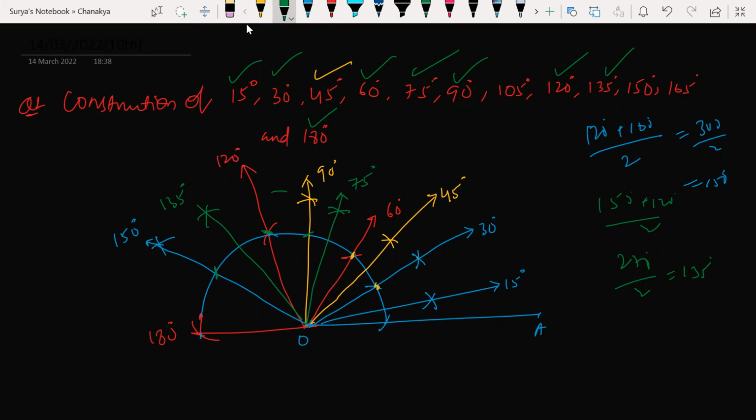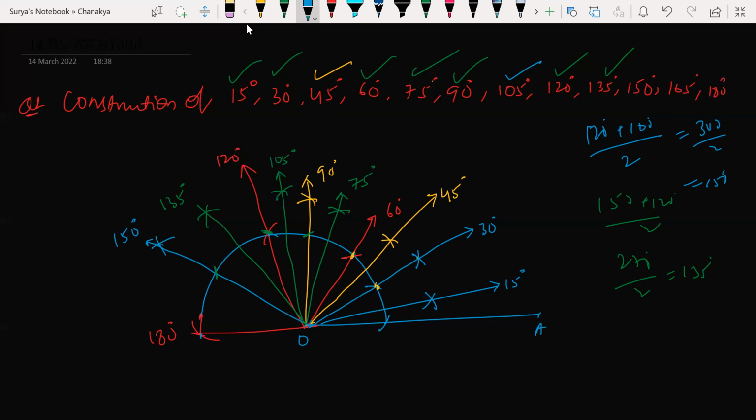From this, I'll take an arc. From this, I'll take an arc. I'll join this. This is 105 degrees. Hope it is clear till this. Let me write 105, comma 180 degrees here. Okay. So 105 also we did.